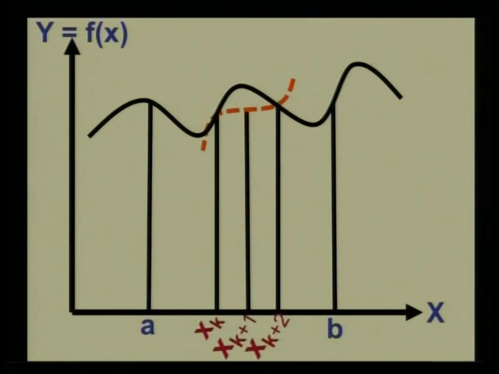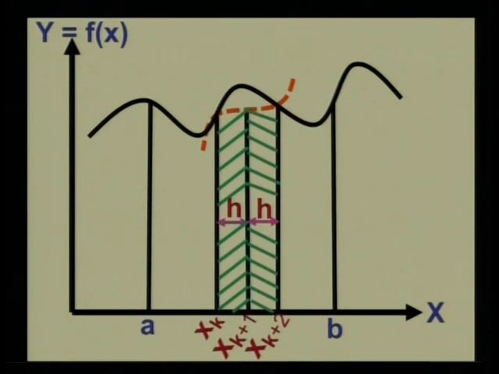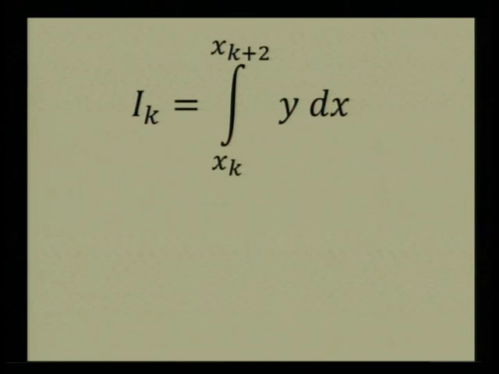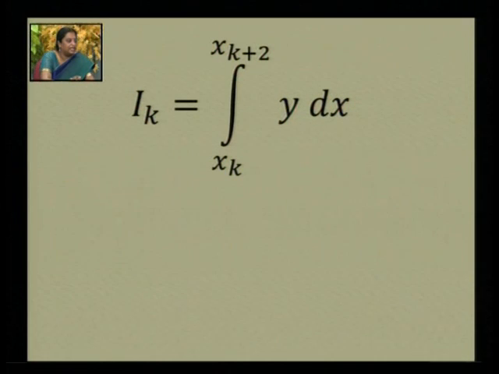Now to improve the approximation, we take 2 strips at the same time, and we find the area that is covered by the 2 strips bound between the points xk, xk plus 1 and xk plus 2. In order to find the area of the kth strip and the k plus 1 strip, we use the integral Ik, which is given by integration xk to xk plus 2 y dx. Again, y represents our f(x).